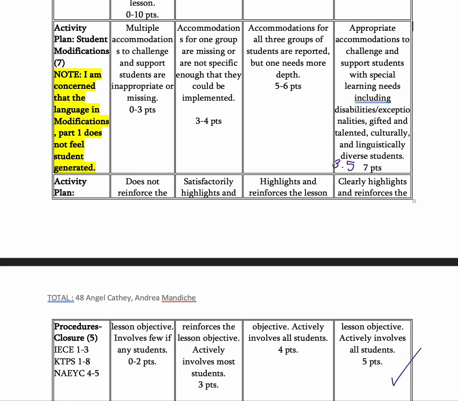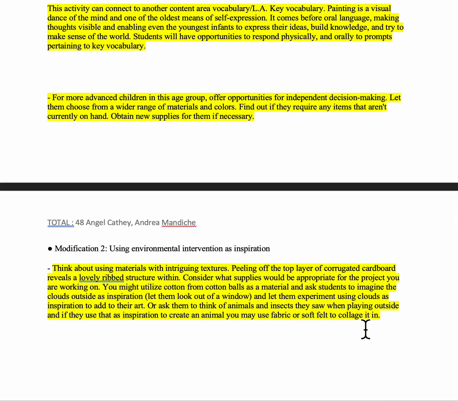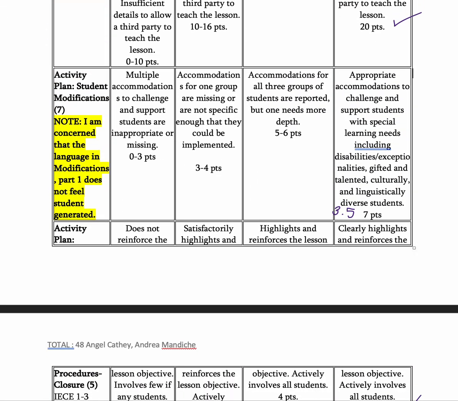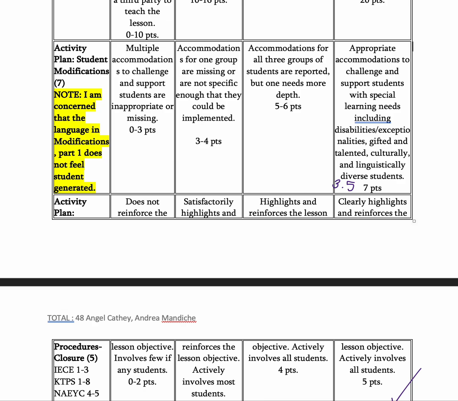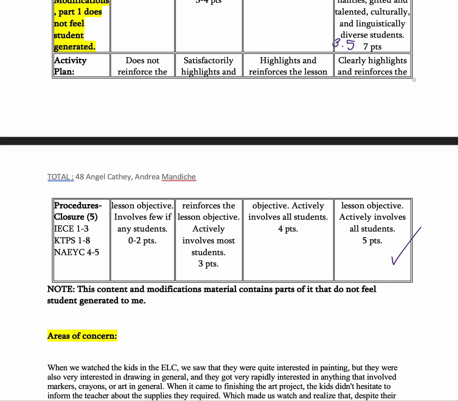Then when you got into modifications, you had some writing here that also did not feel student written to me. It was a little confusing again, as it was before. The language modifications were fine. I felt those made sense and seemed to be written by a student. So I gave you 3.5, half of the points on that. And then for your closure, you had a good closure written up, and that was 5 points.